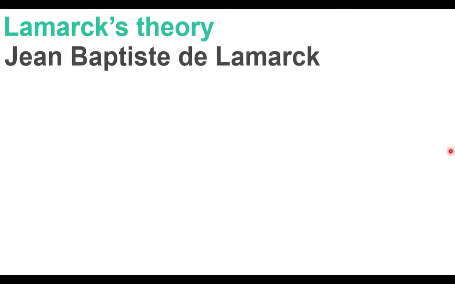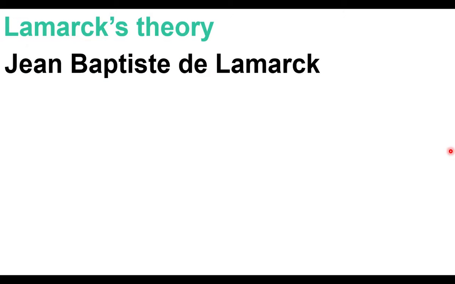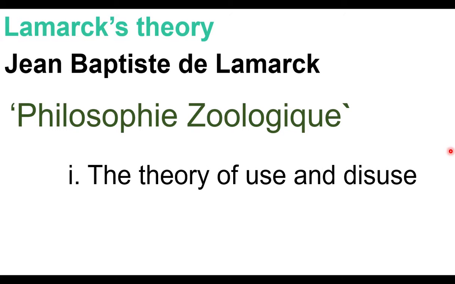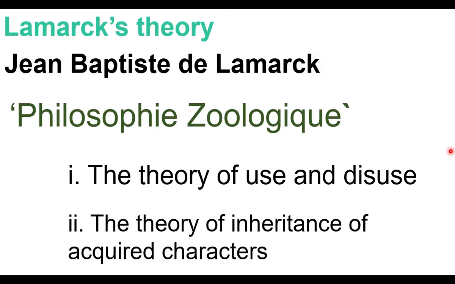Lamarck's theory was proposed by Jean-Baptiste de Lamarck. The evolutionary ideas of Lamarck are called Lamarck's theory. He proposed his theory in his book Philosophic Zoology. His theory has two aspects. The first one is the theory of use and disuse. The second one, the theory of inheritance of acquired characters.